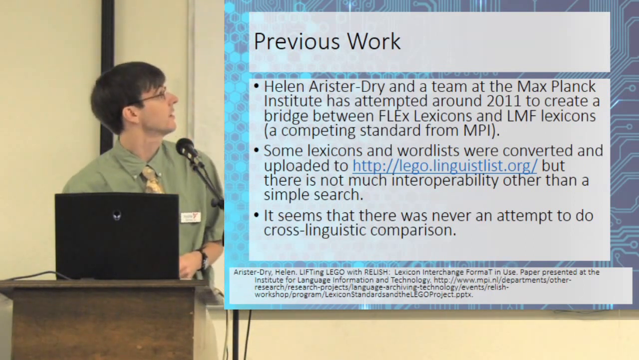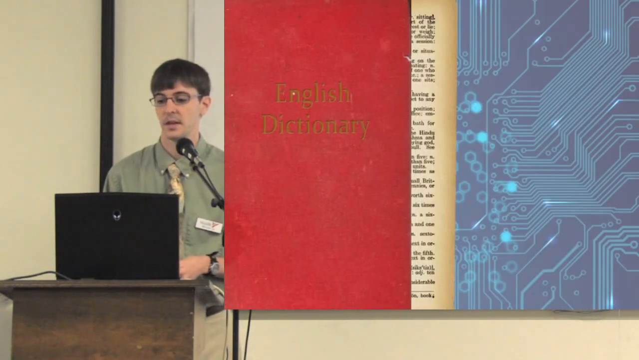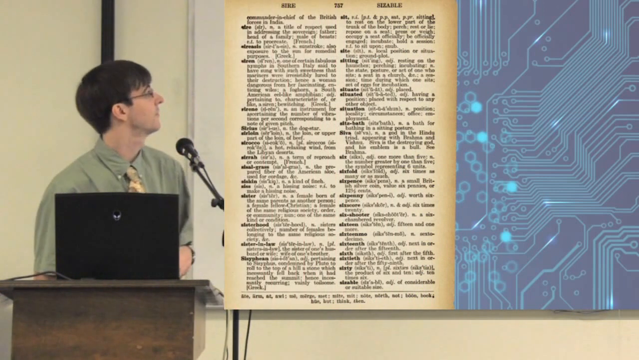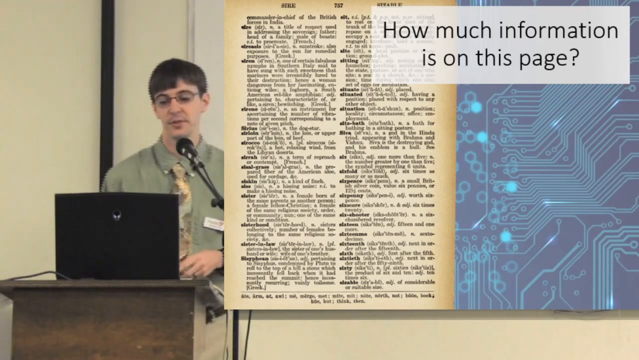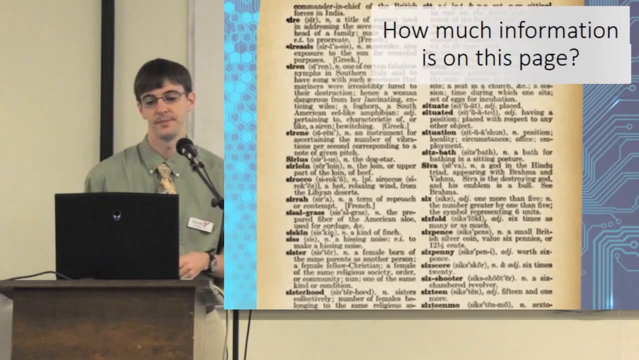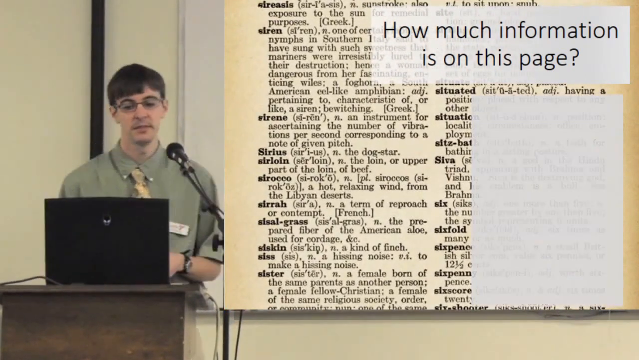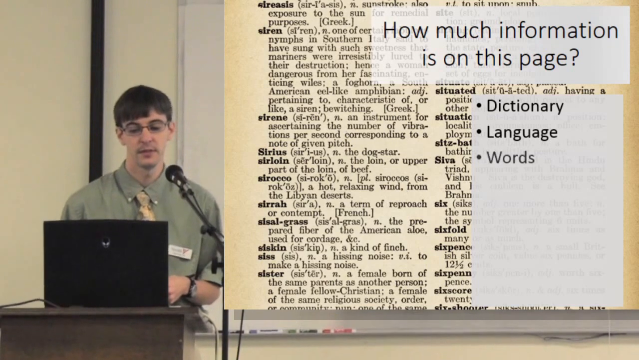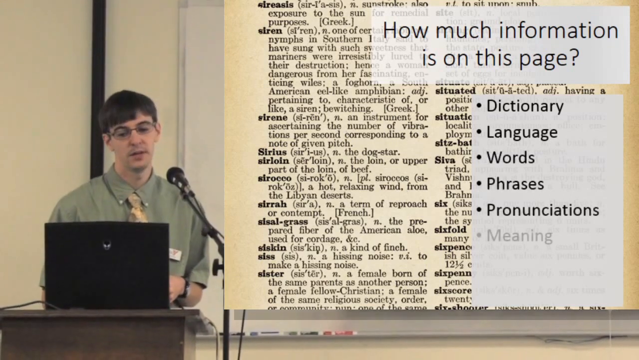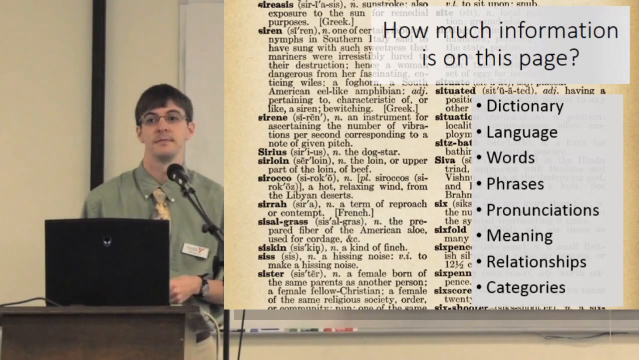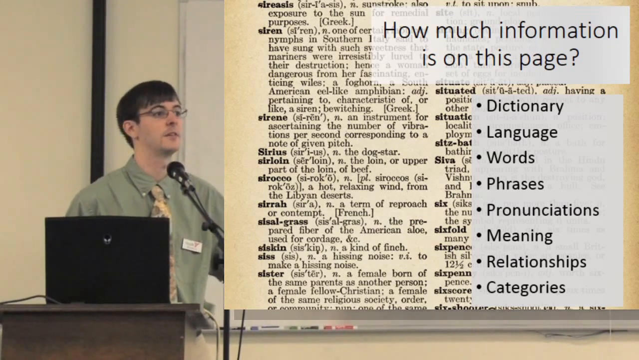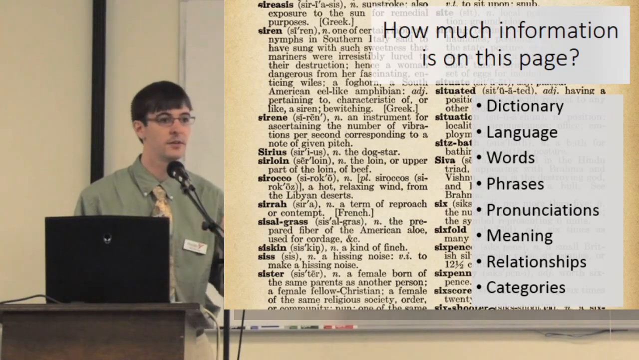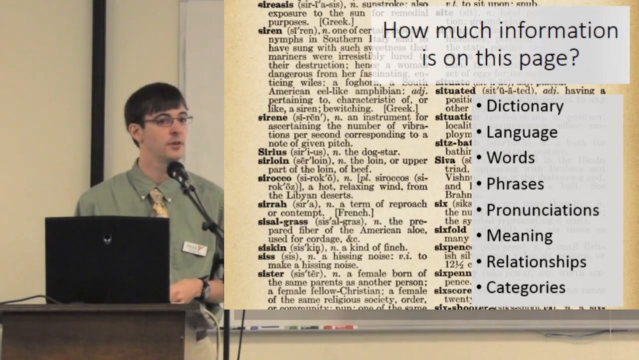So here we have a page from an English dictionary. How much information is on this page? Plenty, all right? Well, your brain already knows how to interpret this data. It sees a dictionary, language, words, phrases, pronunciations, meaning, relationships, and categories. Your brain is an amazing thing that it can see that, and it can figure out what all of these things are based on the layout and the format and other understanding that you already have.